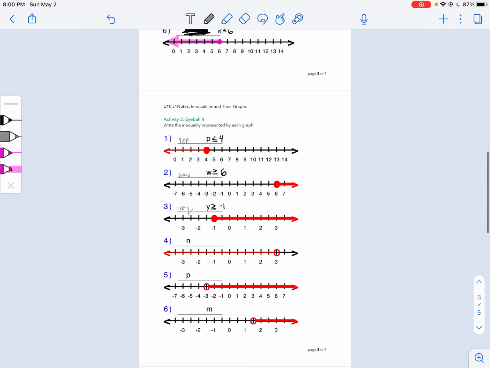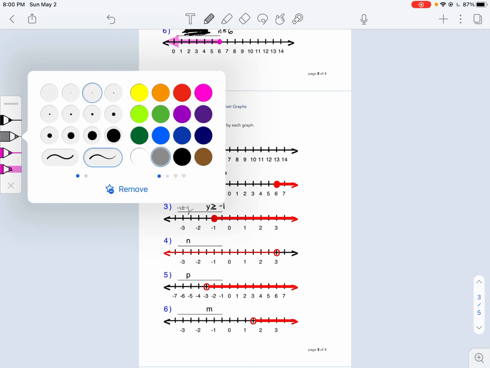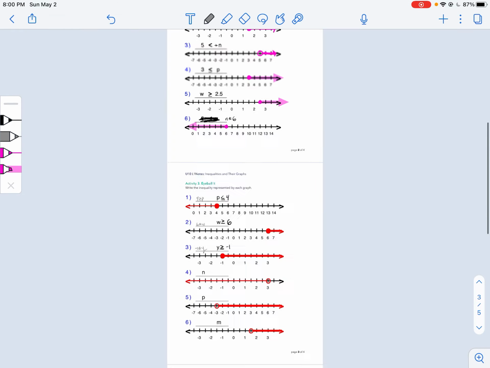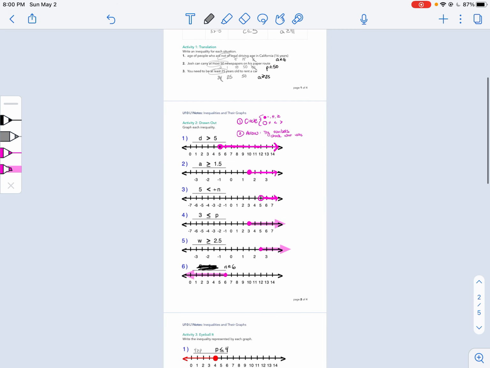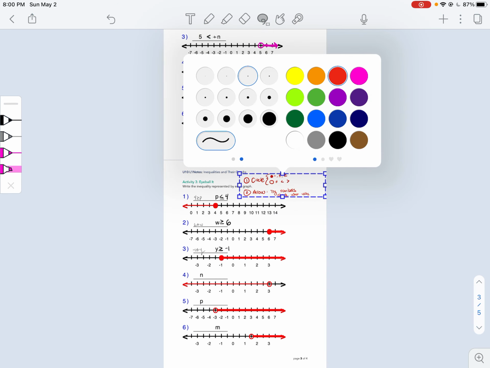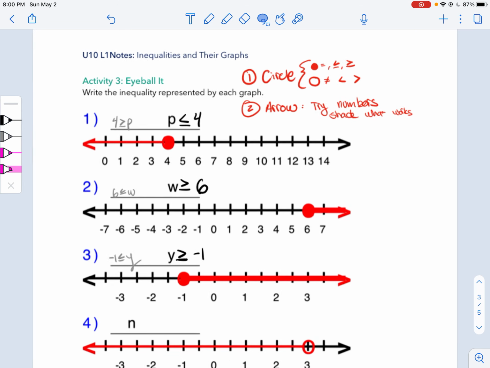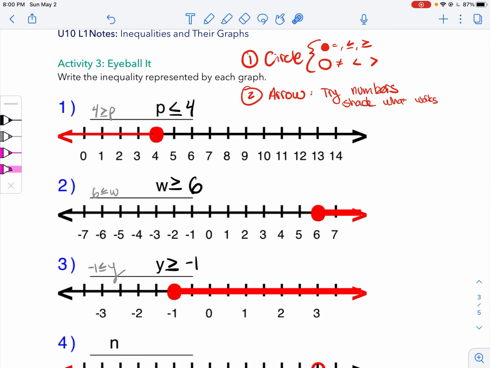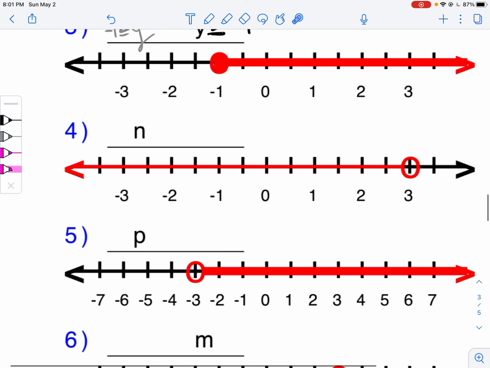So what's the pattern? Where are we figuring it out? Well, we're always starting at the circle, and then from there, we draw our arrow. We try numbers, and we just see what phrase works. Look, it's literally the same thing. That's so nice.